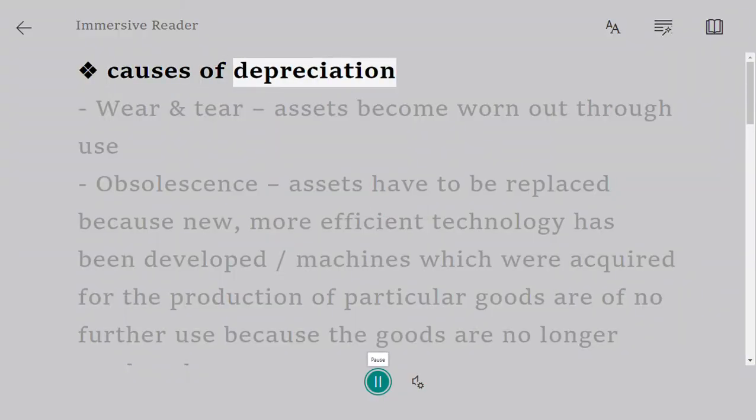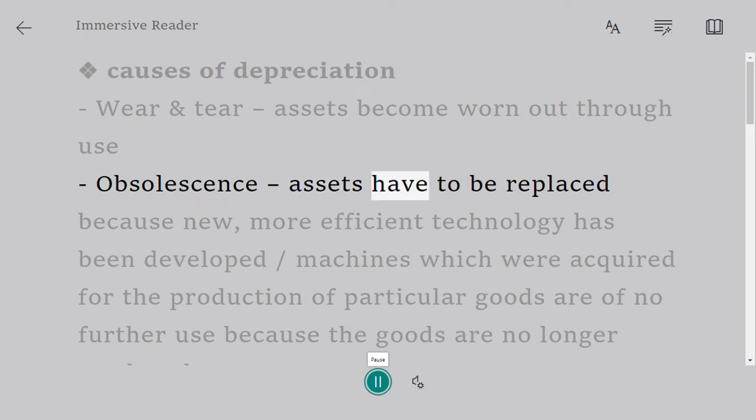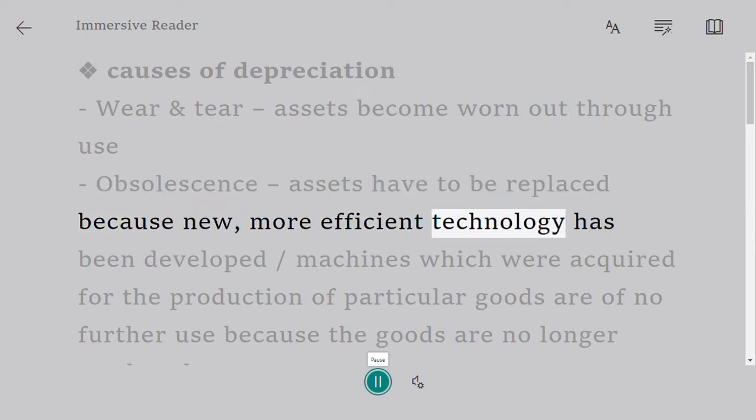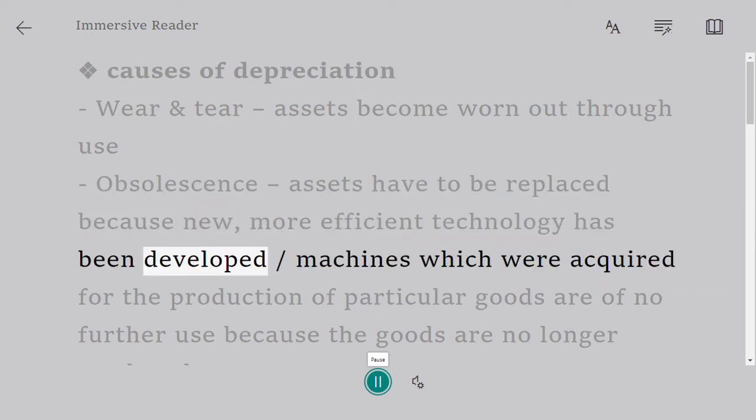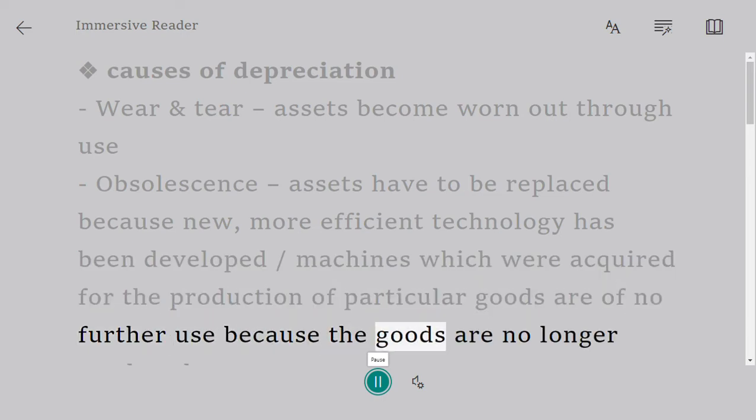Causes of depreciation. Wear and tear: assets become worn out through use. Obsolescence: assets have to be replaced because new, more efficient technology has been developed. Machines which were acquired for the production of particular goods are of no further use because the goods are no longer produced.